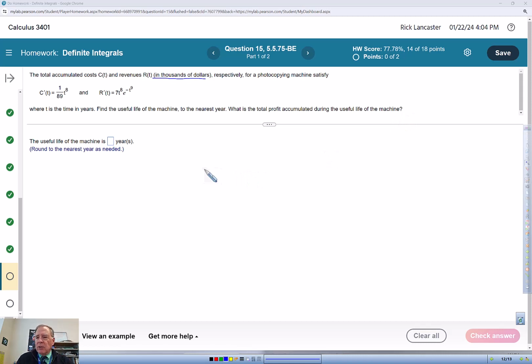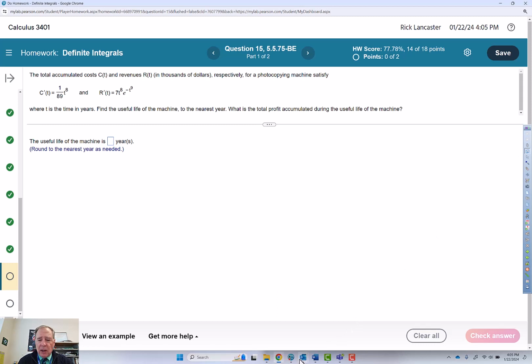So last semester, we talked about how to maximize profit, we set marginal revenue equal to marginal cost. Here the variable is x, the number of units produced and sold. Here, this variable is time. So that is a little bit different, but we're going to go ahead and set marginal revenue equal to marginal cost. And when cost is equal to revenue, then we're going to stop using the machine. So we're going to put these two functions in the calculator.